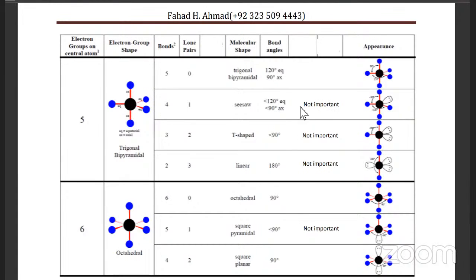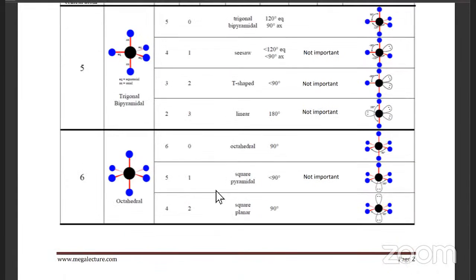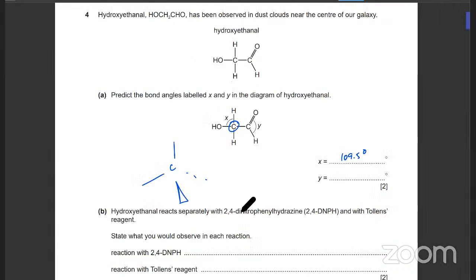The ones written here are not important, they've never been asked, so ignore those. With 6 bonds, again, the first one and the last one are important. 6 bonds, it's all 90. It's octahedral. And there's another version which is 4 bonds with 2 lone pairs, so that's square planar. So make sure you remember these shapes. Let's quickly wrap up.